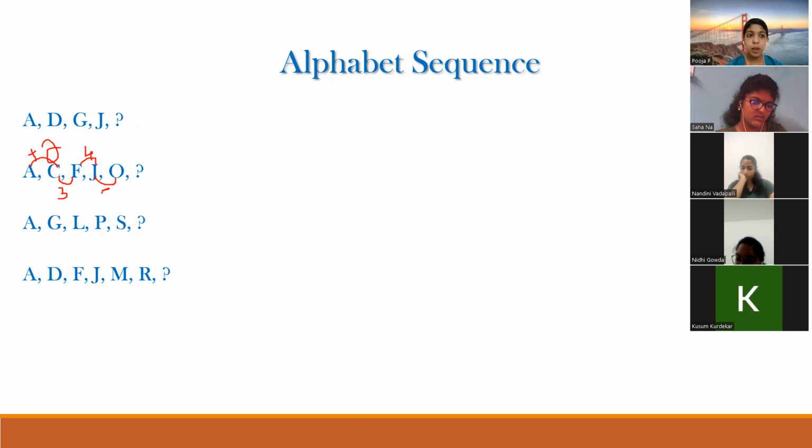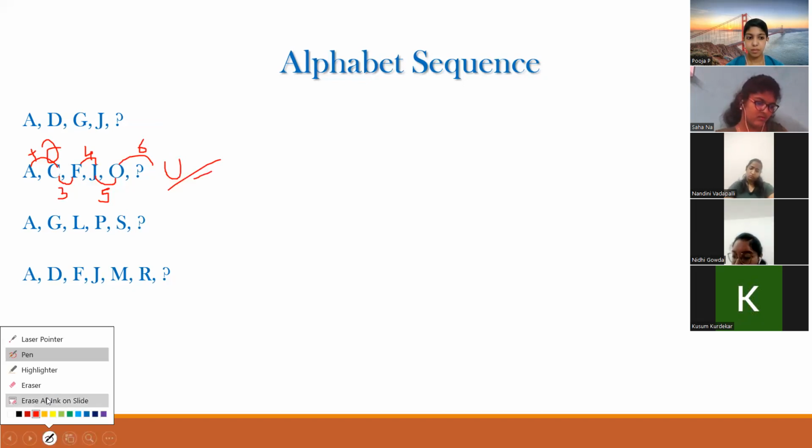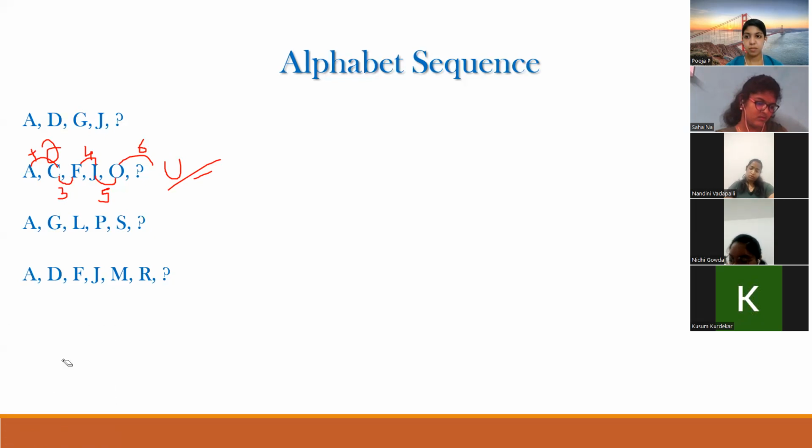So the next term should be of what number? Plus 6. Because 2, 3, 4, 5, it should be plus 6. So what is the answer? Yes, U. You're right. It is U. Okay. So we'll move to the next one.